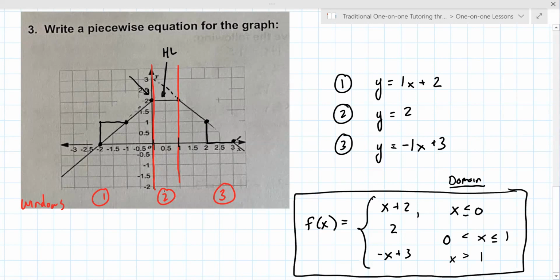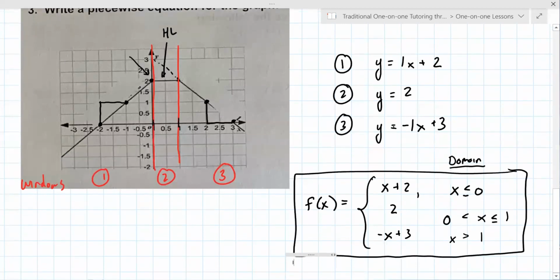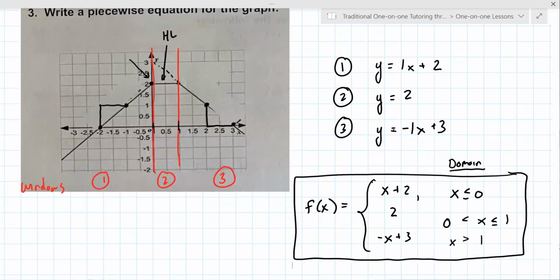Can you break it up into 3 pieces and see if you can write the equation? Is that clear? Yeah, that makes sense.